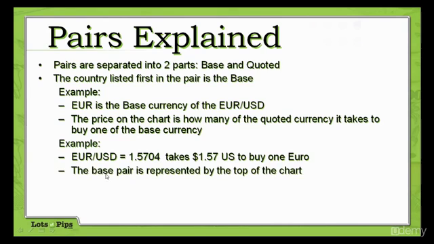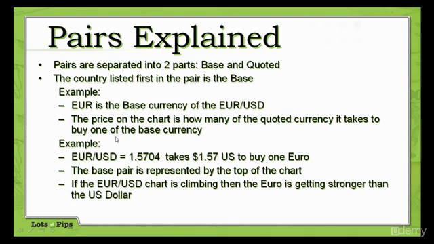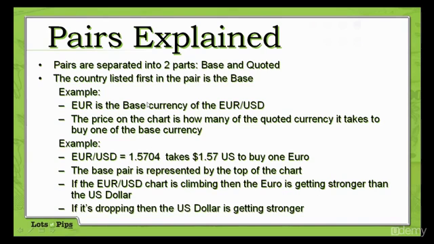All right, so the base pair is represented by the top of the chart. So if you're looking at a currency chart, the euro US dollar, and the chart is climbing, then the base pair, whichever one's on the left, the euro, means that the currency is climbing in favor of the euro. The euro is getting stronger than the US dollar. And that's what that means. All right, if it's dropping, then the US dollar is gaining in value against the euro.